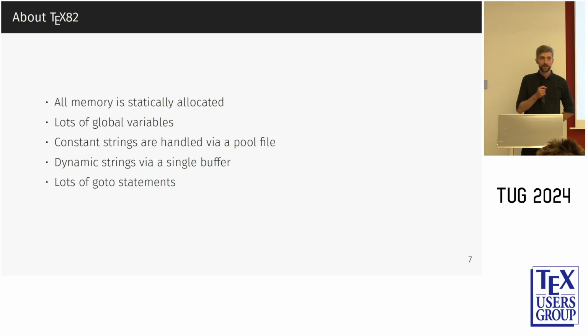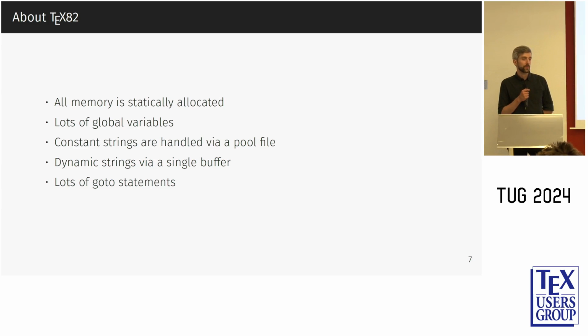Because of these constraints, there are a few things that are a little bit different from how you might write code today. All memory is statically allocated. There are some very large arrays that are then used basically manually as dynamic memory. There are a lot of global variables that are used for all different kinds of purposes.